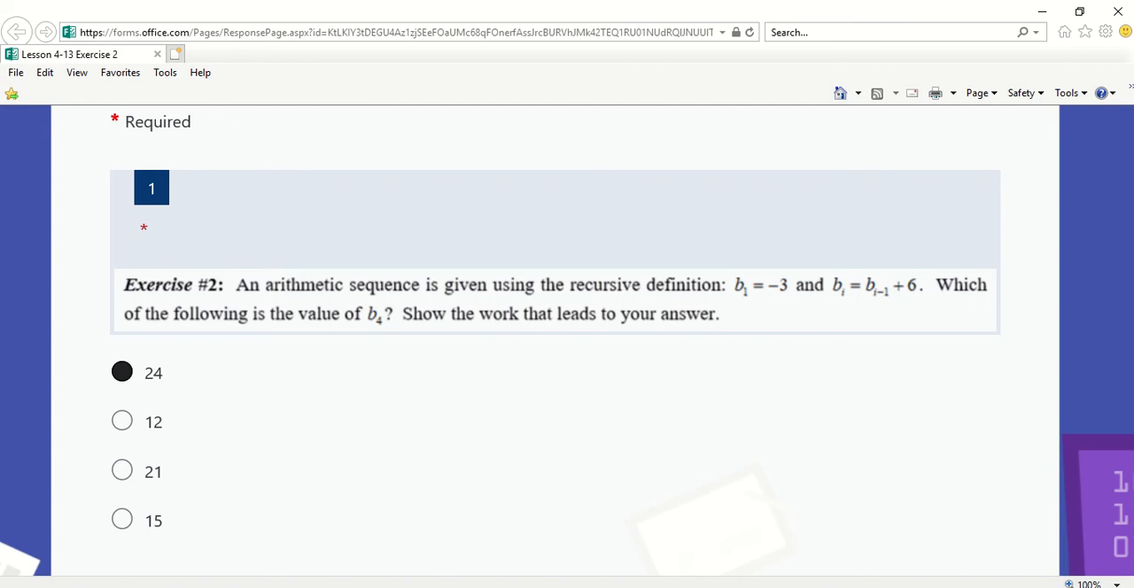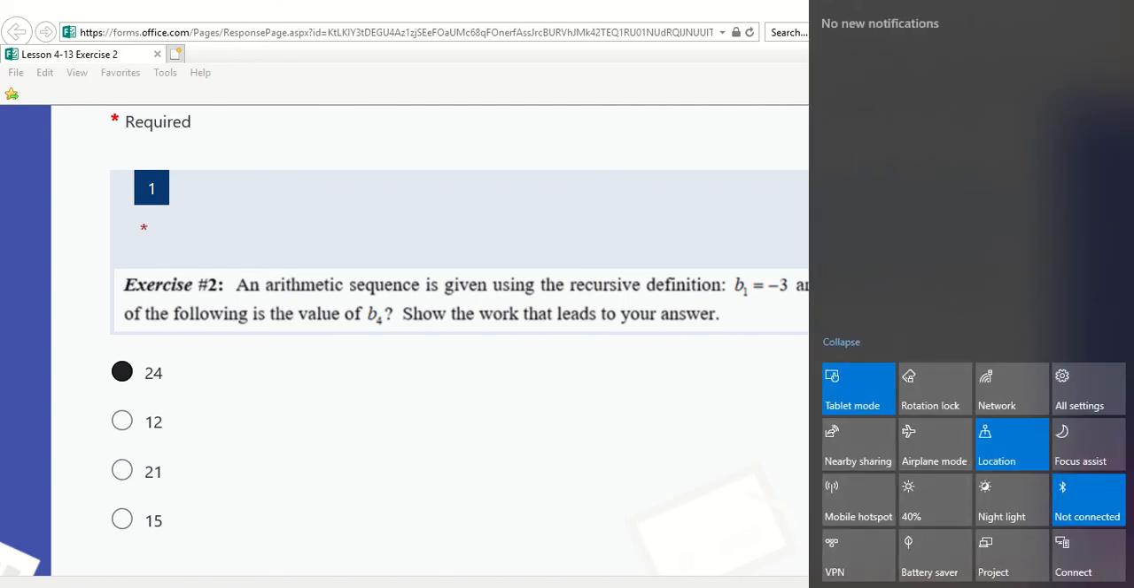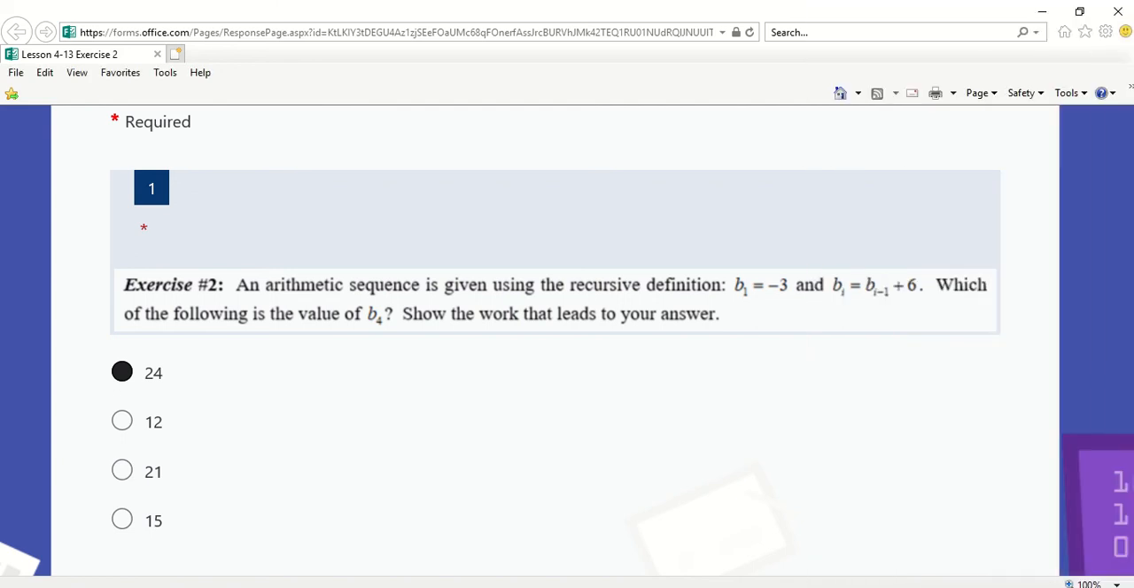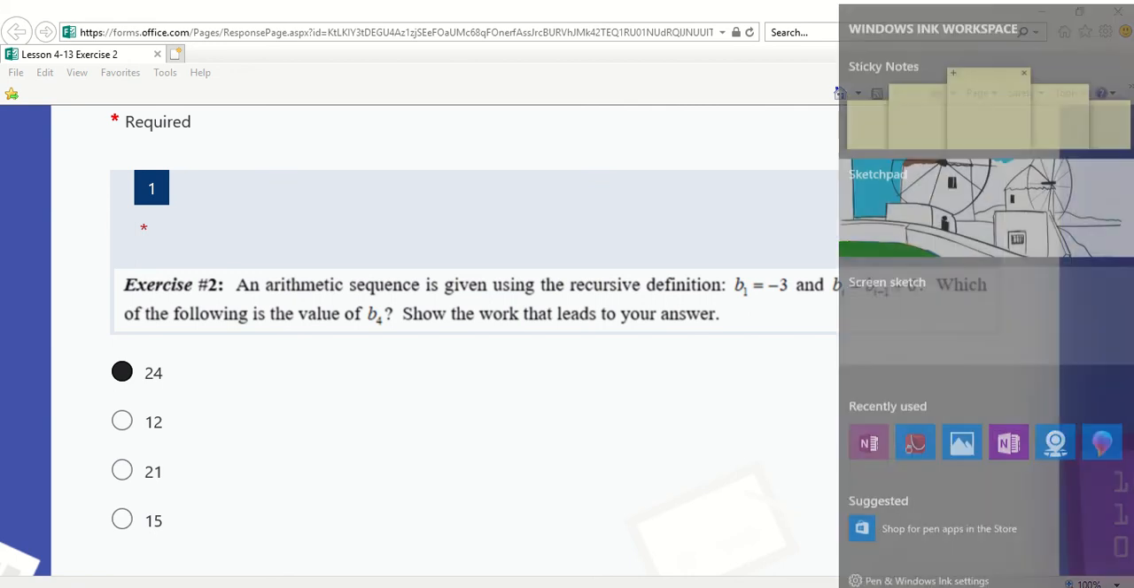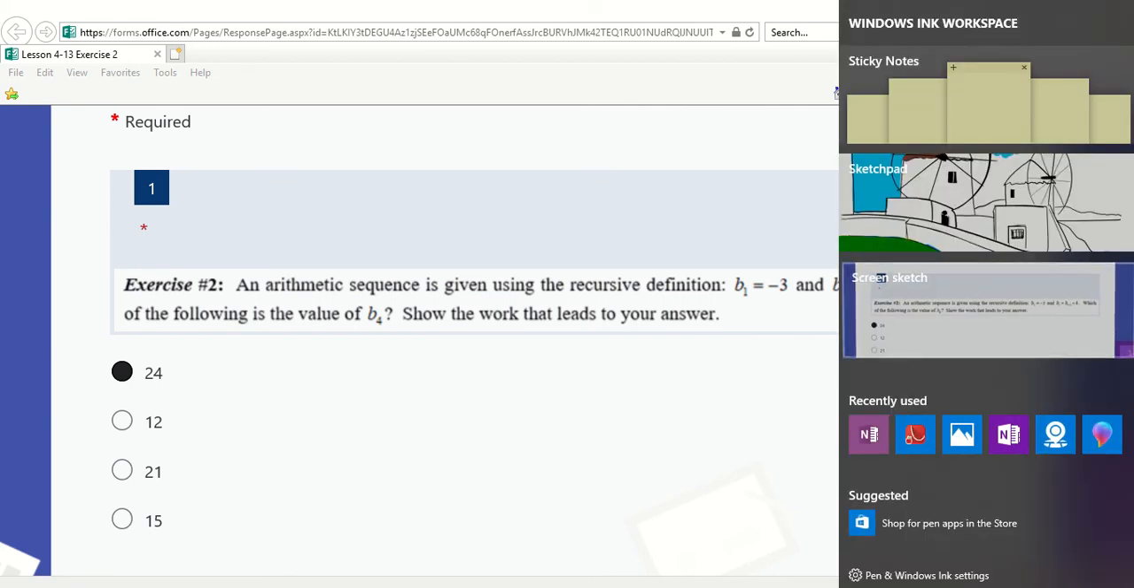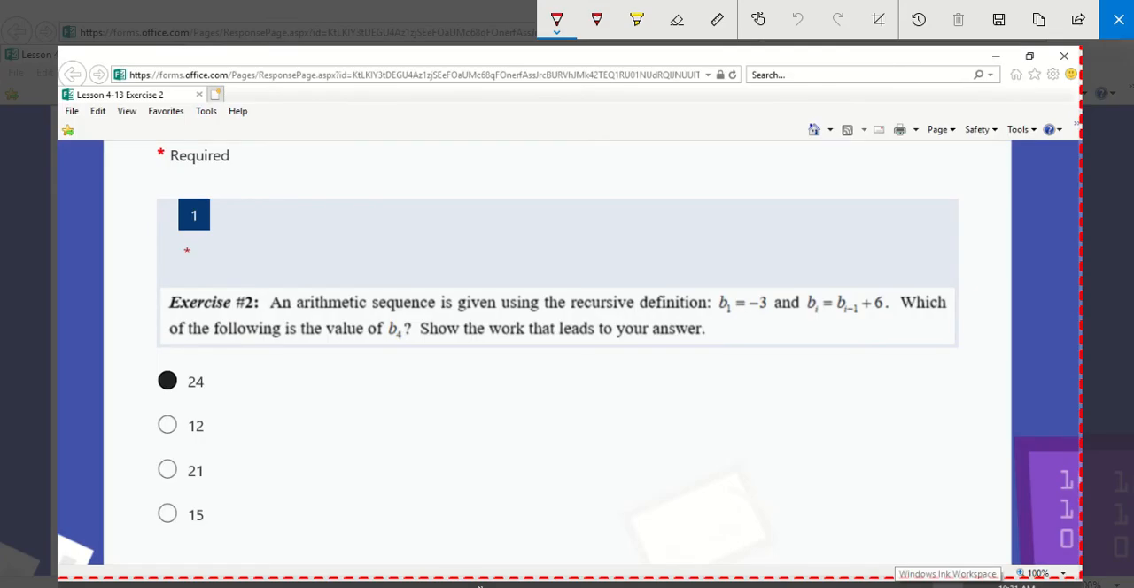Now I'm going to get myself screen sketch, maybe. There we go, so that we can try this. So they're telling us, what is B4? Well, I need to find B1, B2, B3 so that I can finally find B4. They give me B1. It's right there. Negative 3.